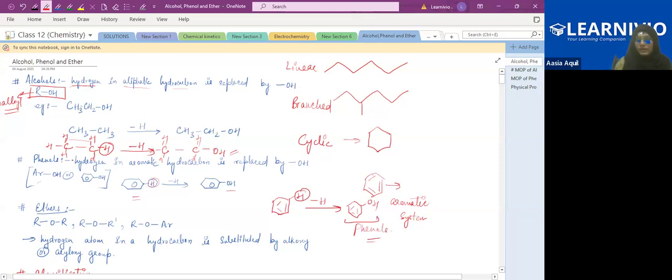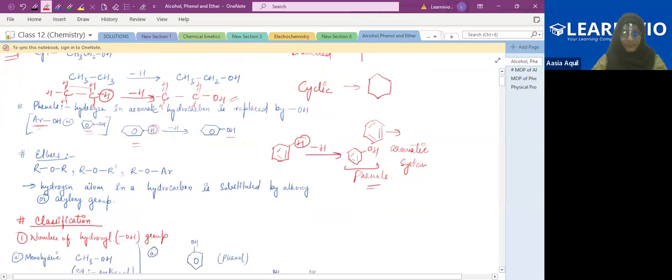And the general formula for phenols is this: aromatic ring, and with the aromatic ring an OH group. Simply, the aromatic ring is basically benzene, so benzene with an OH group. So that is your phenol. OH is attached to the carbon of the benzene ring. So this is your phenol.